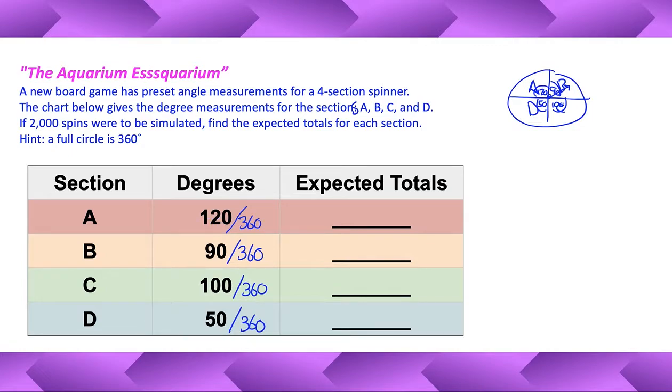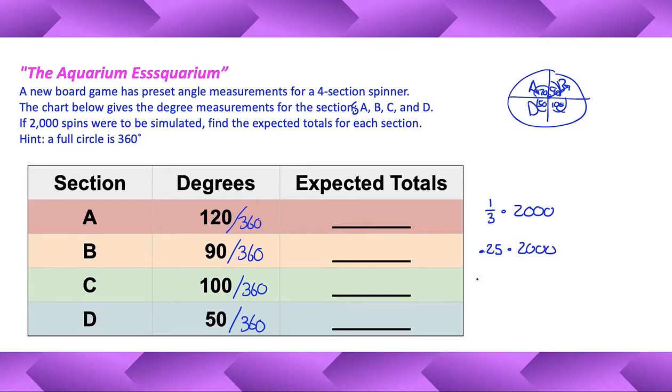So like 120 out of 360 is actually a third. So you could take 1/3 times 2,000, okay? If section A is assigned 120 degrees out of 360, then it should get 1/3 of the spins, okay? 90 out of 360 is a quarter, which is 0.25. So you could take 0.25 times 2,000.